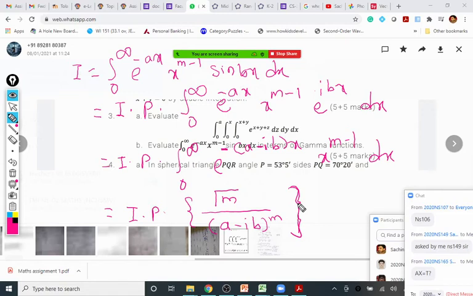If you are not getting this, I will write the reason here. We can write it like this: integral 0 to infinity e raised to minus ax times x raised to n minus 1 dx is gamma n upon a raised to n. So if the power is n minus 1, it is gamma n. Here the power is m minus 1, so it is gamma m, divided by a raised to m, where a is the coefficient of x. So here the coefficient of x is a minus ib.